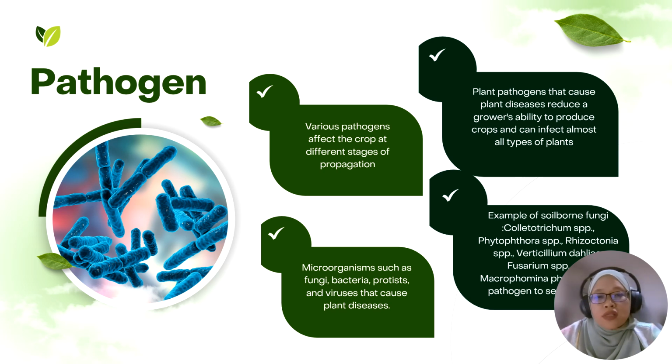Colletotrichum, which causes anthracnose, affecting fruits and stems. Macrophomina can cause dry root rot and stem canker. Symptoms might appear as yellowing, wilting, blackening of roots, or water-soaked lesions on stems. Recognizing early signs is crucial for saving affected crops.